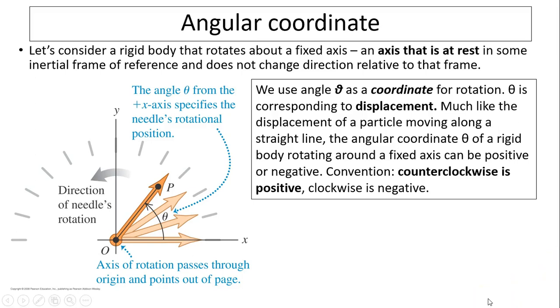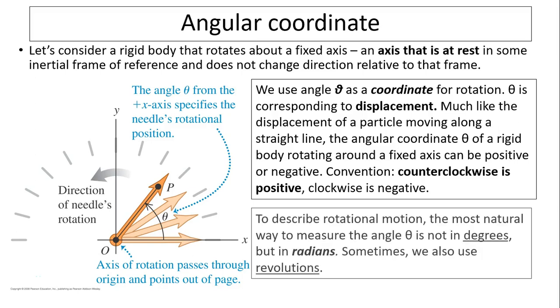Much like the displacement of a particle moving along a straight line, the angular coordinate theta of a rigid body rotating around a fixed axis can be positive or negative. The convention is counterclockwise is positive, clockwise is negative. To describe rotational motion, the most natural way to measure the angle is not in degrees, but in radians. Sometimes we also use revolutions.